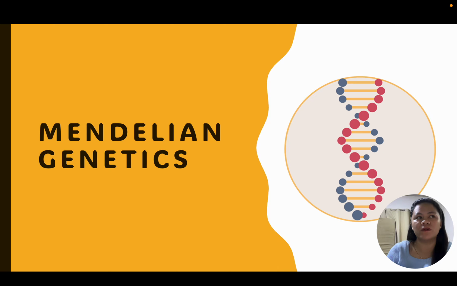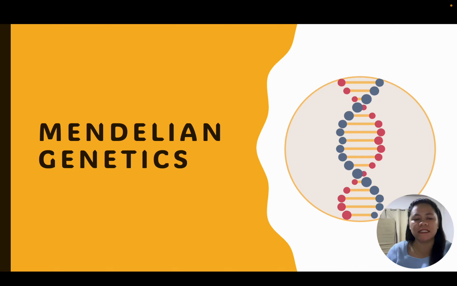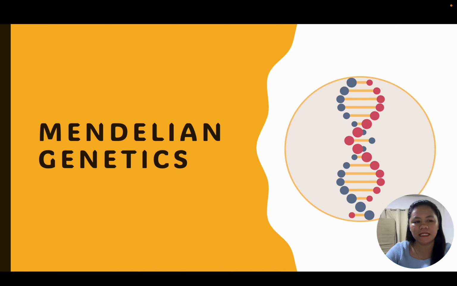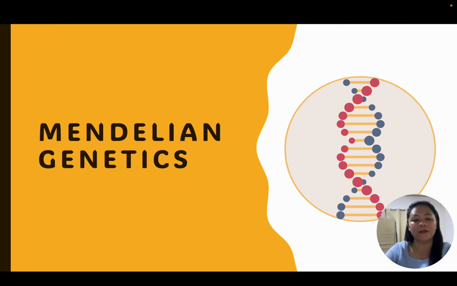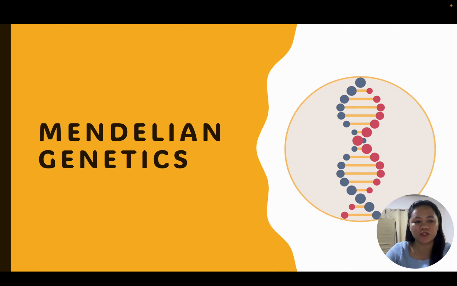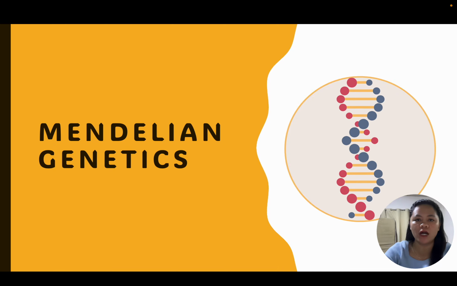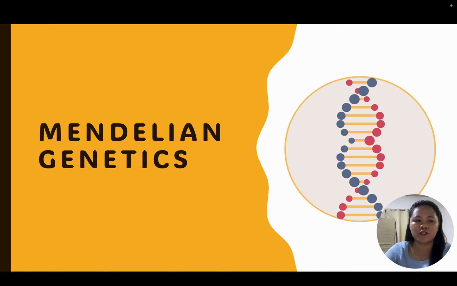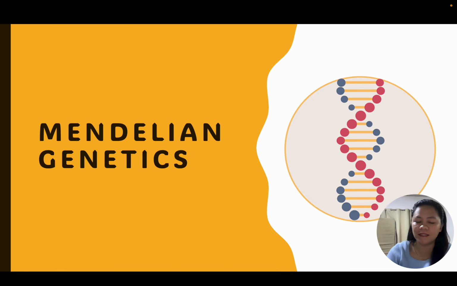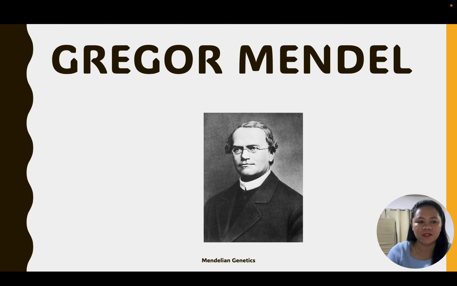So we are now on our next topic, which is Mendelian genetics. Mendelian genetics is a branch of biology that deals with the inheritance of traits from parents to offspring. Of course, this is based on the principles first discovered by Gregor Mendel in the mid-19th century. So, Mendel, he is an Australian monk, no?